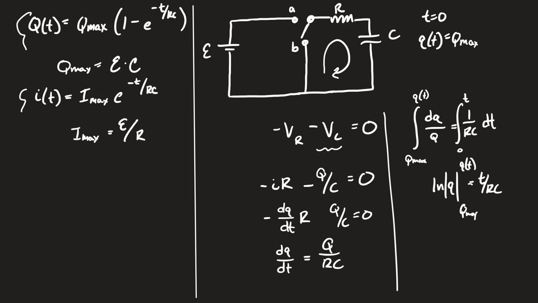These both become negative. At the end, one stays negative while that goes to the other side, so that one of them is negative and one of them is positive. That puts a negative sign right here in our integral, a negative as a result of the integral. So, the logarithm of Q evaluated from Q max to some Q in the future equals t over RC.